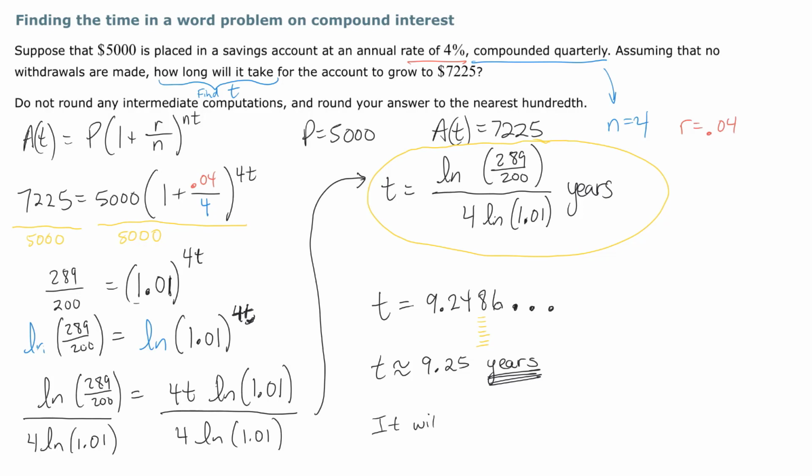It will take about 9.25 years for the account to grow to what amount? We're trying to grow this to $7,225. You're not quite rich, but still, you made some money. And for just letting the money sit there and you earning it, that's pretty nice.